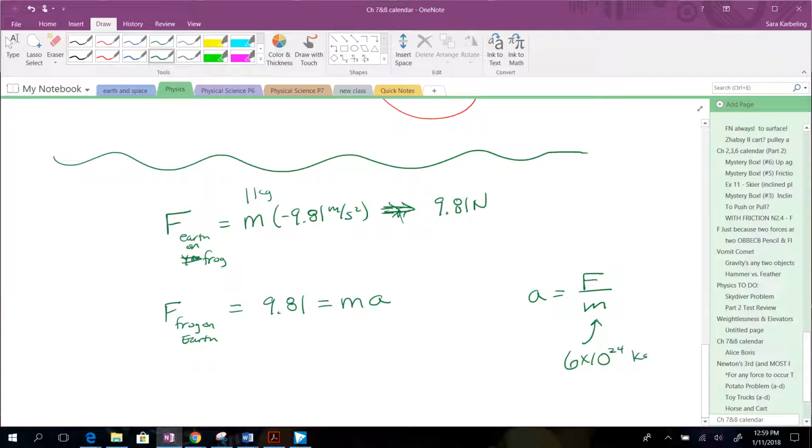6 times 10 to the 24th kilograms is the mass of the earth. I want to know the acceleration. I know I told you it was big. Wait, is it 6 times 10 to the 24th, the mole? That's 6.02 times 10 to the 23rd. So there is more than a mole of kilograms in the mass of the earth.